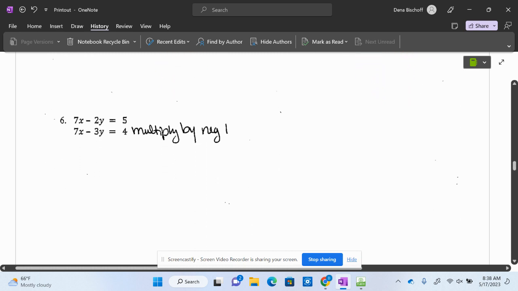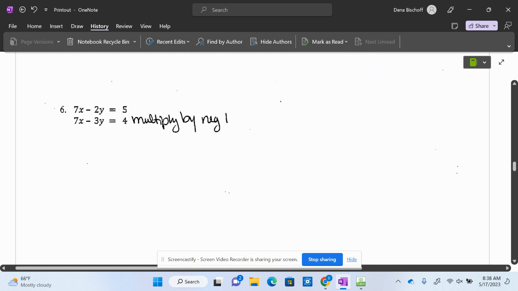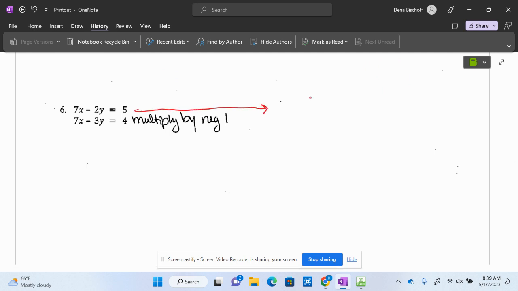So what's the hint? What does it say we should do? Multiply by negative 1. We're not doing anything to the first equation, so I'm just going to rewrite it. 7x minus 2y equals 5. This bottom equation, I'm multiplying by negative 1. So negative 1 times 7x is negative 7x. Negative 1 times negative 3y is positive 3y. And negative 1 times positive 4 is negative 4.